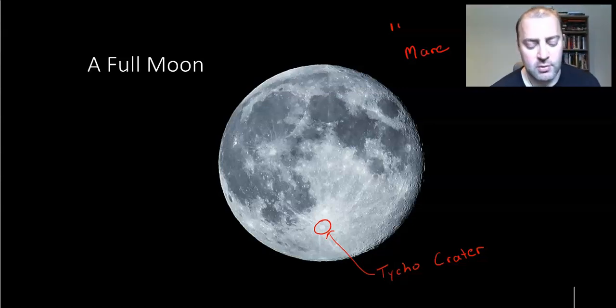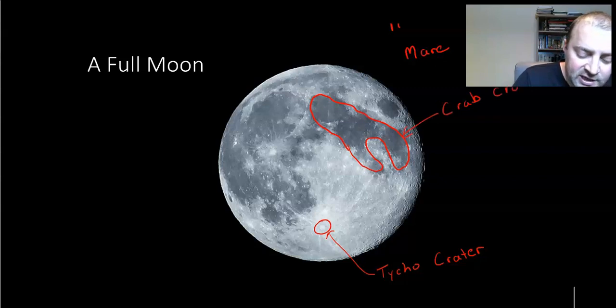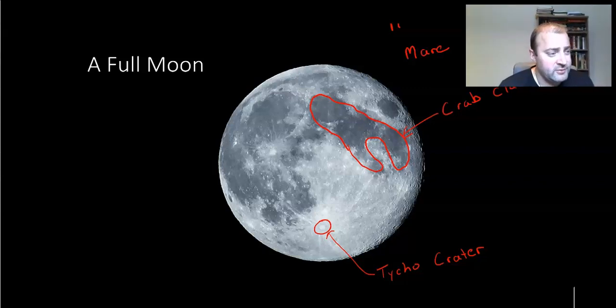Now, there's one mare that I think has a particularly recognizable shape. A lot of people will define this differently. I like this one right here as the crab claw mare. So that's how I think of this one. This one you can pick up fairly easily from the Earth. Just go out sometime on a full moon, or when you have this portion of the moon visible, and you can see this one fairly easily.